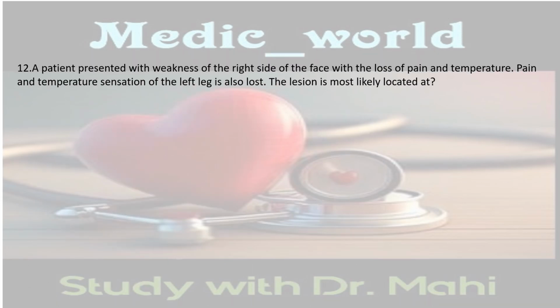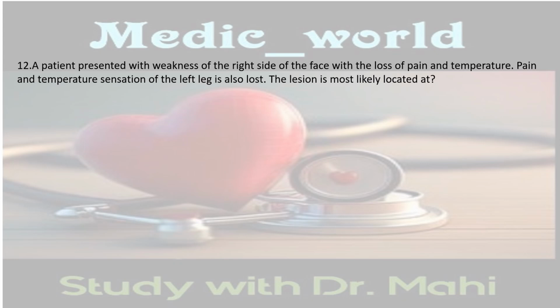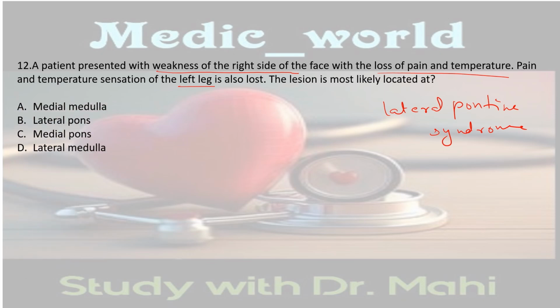Now the next question. A patient presented with weakness of the right side of the face with loss of pain and temperature. Pain and temperature sensation of the left leg is also lost. The lesion is most likely located as per the symptoms given below: weakness of the right side of face and loss of pain and temperature, and pain and temperature is also lost on the left leg. These all points towards the diagnosis of lateral pontine syndrome. So the answer to this question is option B, that is lateral pons.